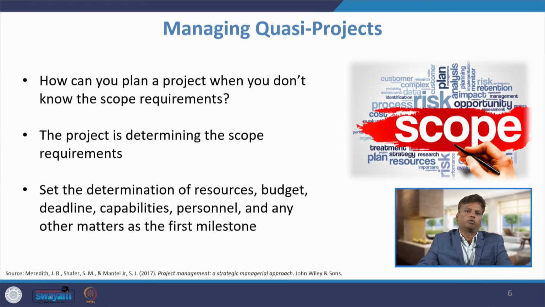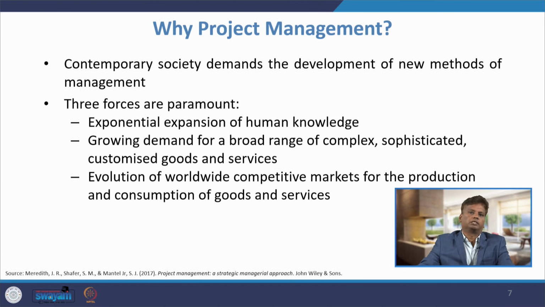Then how to manage quasi-projects? How can you plan a project when you do not know the scope requirements? Whenever there is a quasi-project, determining the scope requirements is itself a project. What are the other activities we do in the quasi-project? For example, set the determination of resources, budget, deadlines, capabilities, personnel and any other matters as the first milestone. We will now discuss why project management.